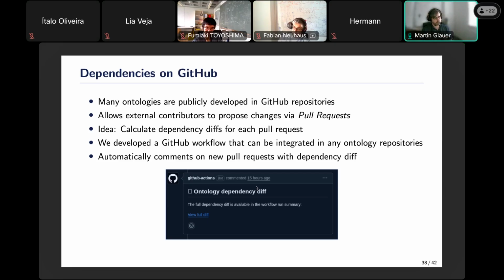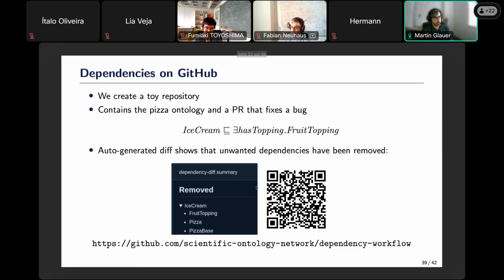Next slide. We also created a small toy repository as an example of how to use this workflow, where we use the pizza ontology, which, as many of you might know, contains deliberate errors. One of them is this axiom down here, which says that ice cream has a fruit topping. And in this repository, I have just a single pull request that proposes to remove exactly this axiom.